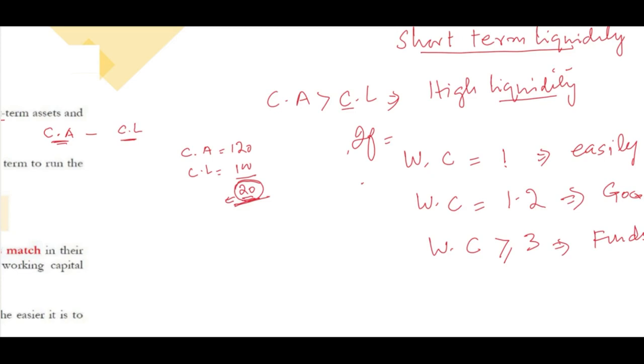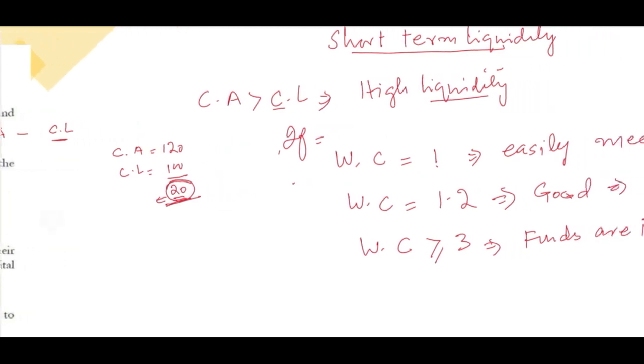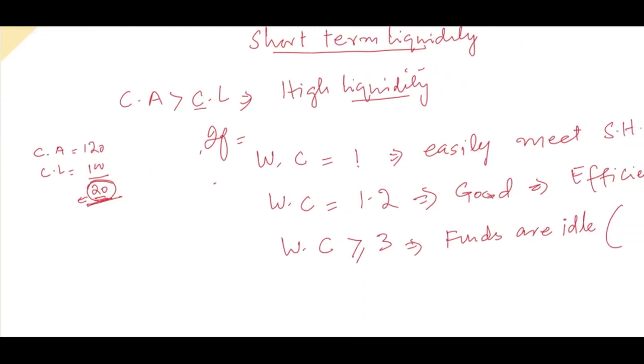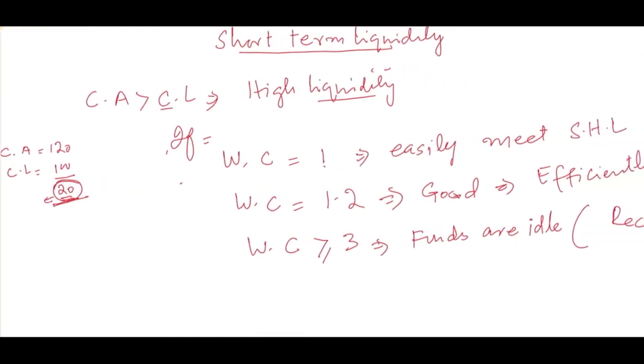Okay, so there is a threshold. If the working capital ratio is equal to 1, it means the company can easily meet its short-term liquidity, and if it is 1.2, we can say that the company is keeping a good liquidity and it is efficiently using its short-term assets. And if it is greater than or equal to 3, it means that we have more current assets than the current liabilities. So those funds are actually idle.